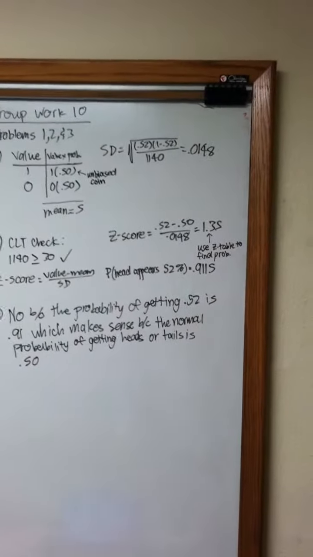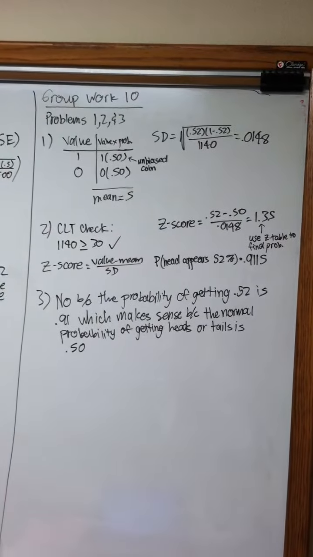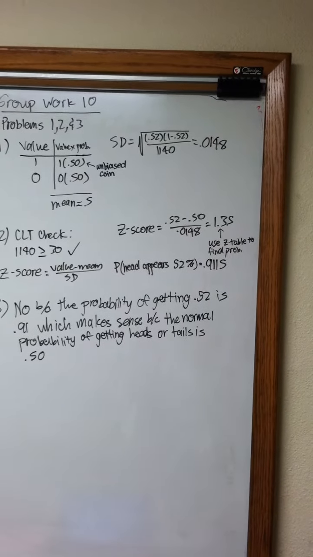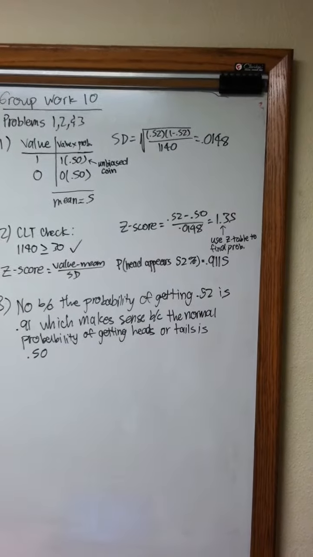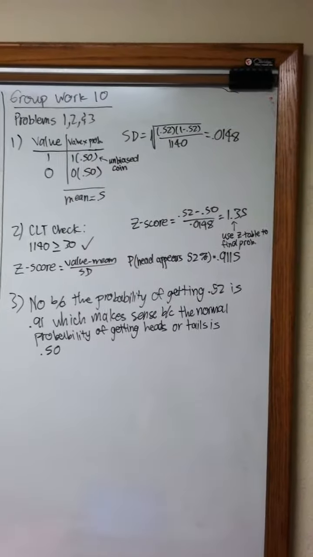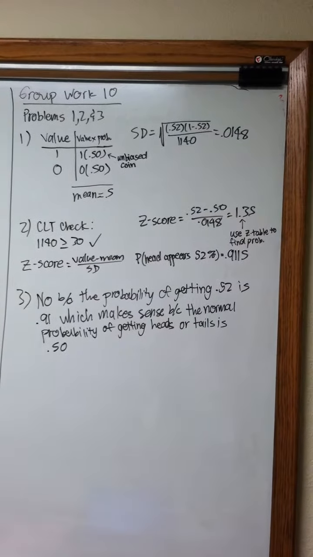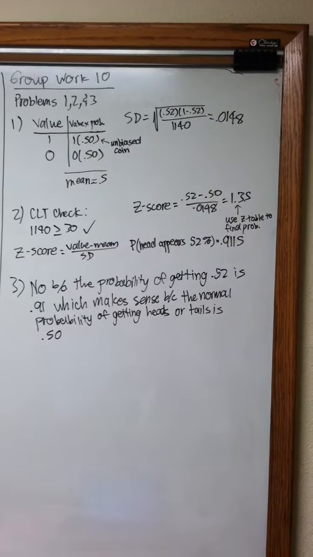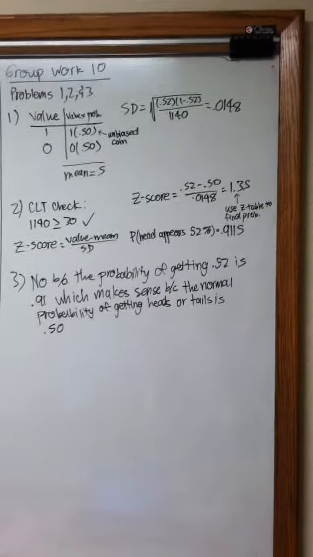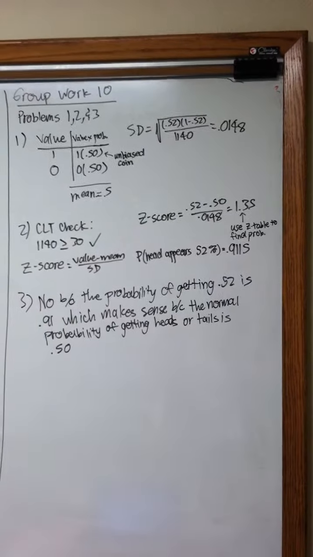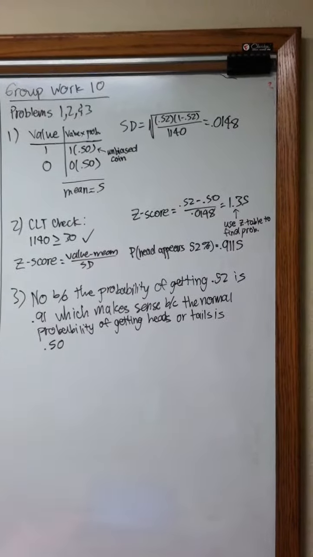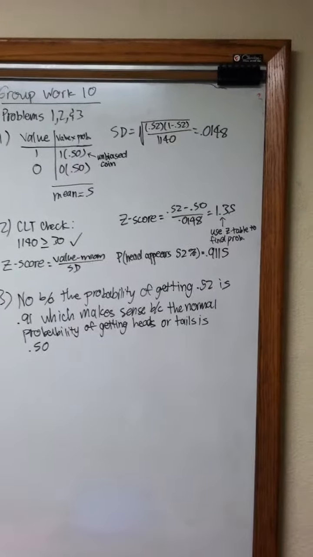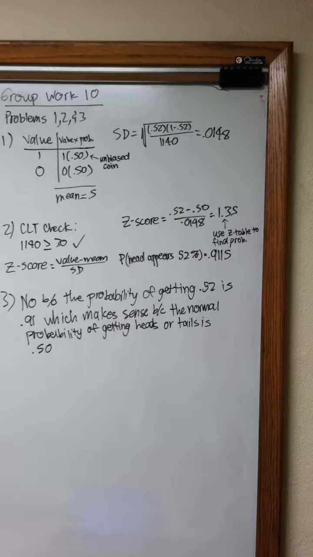And in order to find our standard deviation, we multiply 0.52 times 1 minus 0.52. 0.52 is our success, and 1 minus 0.52 is our failure. And we divide that by 1,140, which is the sample size, and we square root it. That would give us a value of 0.0148.